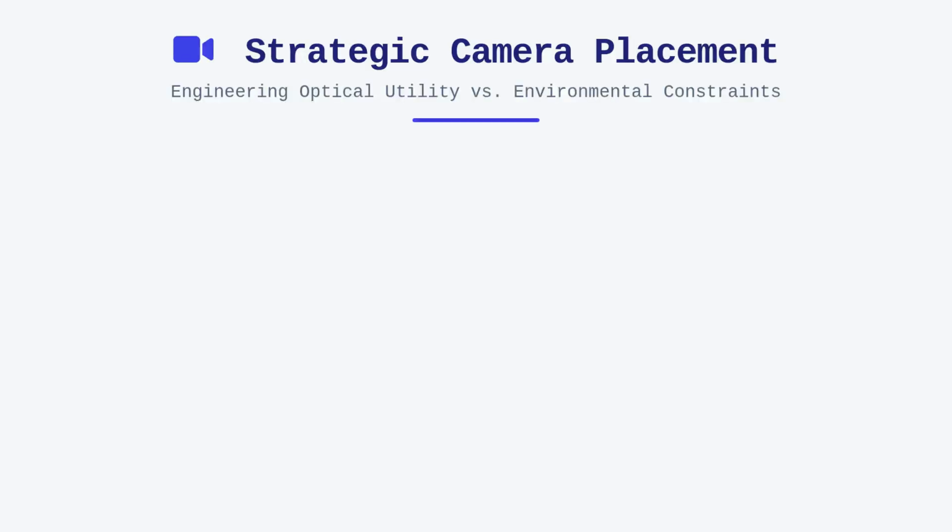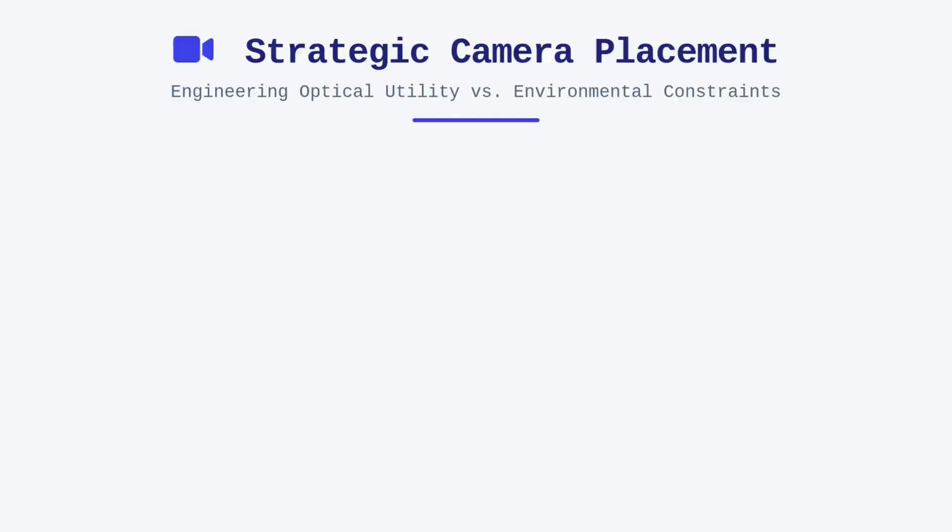Building a robust video security solution is rarely about simply mounting cameras wherever a wall happens to exist. Instead, we must treat camera placement as a rigorous engineering exercise, where the goal is to maximize optical utility while acknowledging physical and environmental constraints.